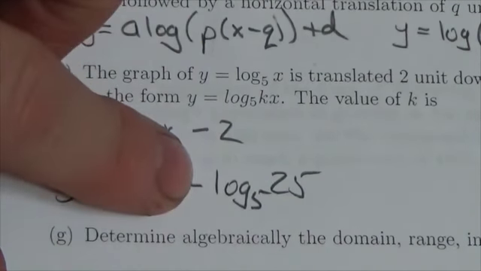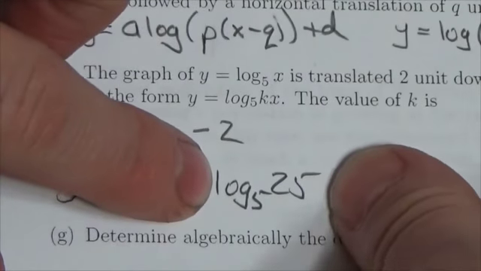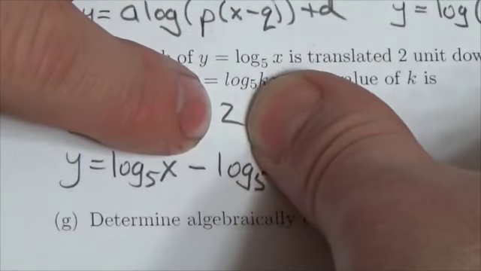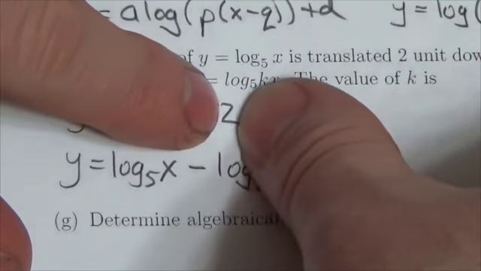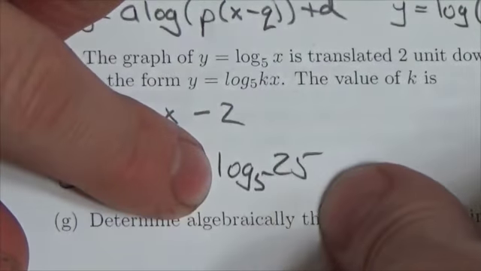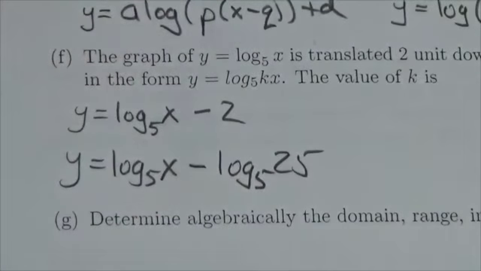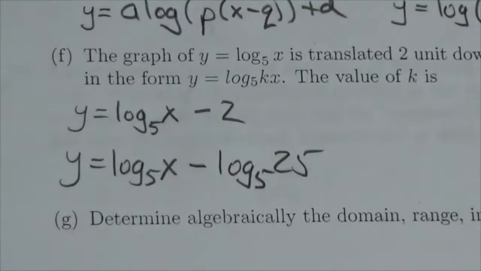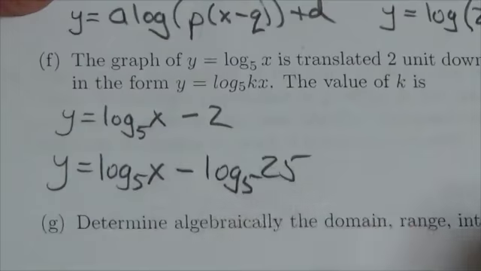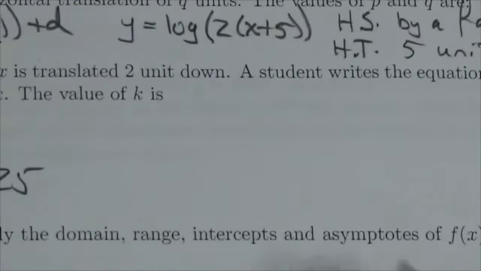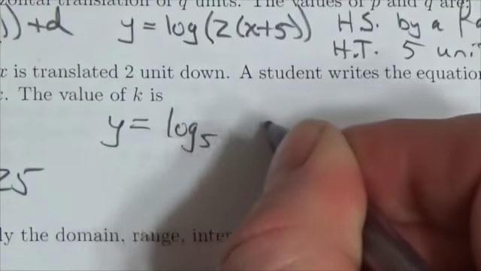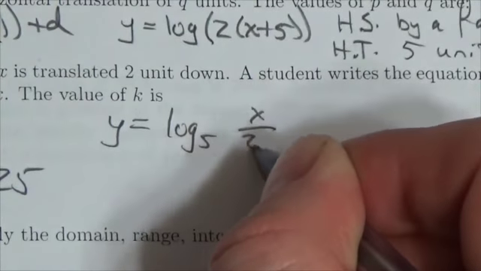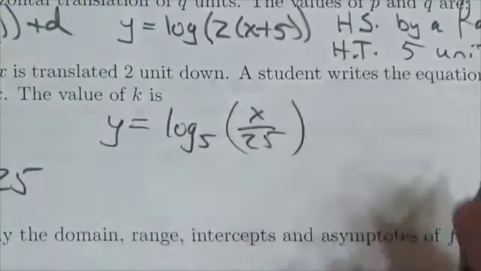And please don't get confused by this. This is 2. All I did was I took the base that I wanted, raised it to that power, and shoved it inside a logarithm with that base. That's it. And so now subtraction becomes division. So I can rewrite this as the log base 5 of x over 25.